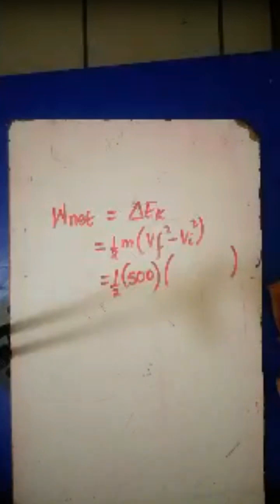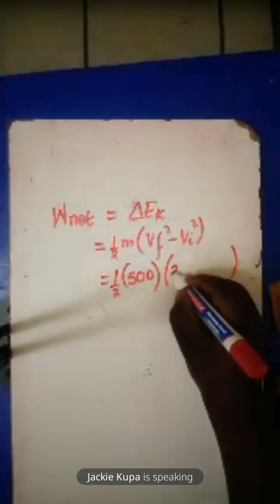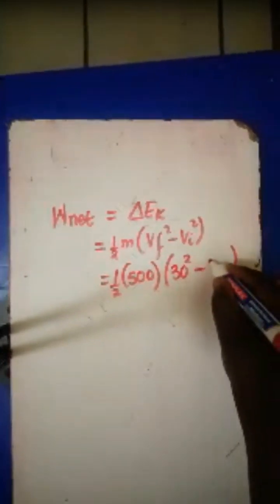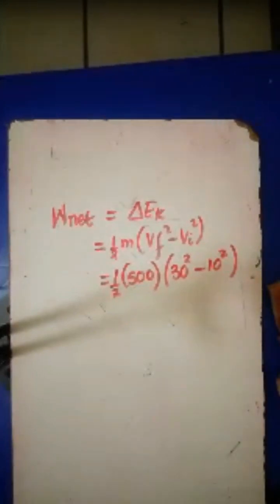A car accelerates from 10 meters per second to 30 meters per second. Which one is final? Which one is initial, colleagues? Comrades, let's talk. Initial is 10 meters per second and final is 30. You are very right. Final is 30. Initial is 10.